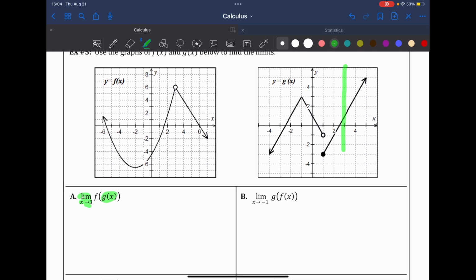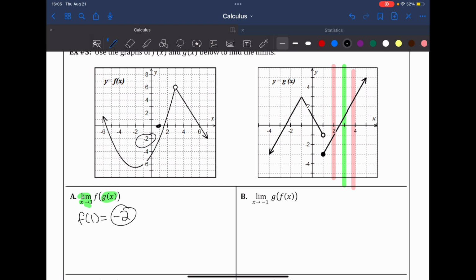So this is 3. If I'm looking at either side of 3, I have to make sure that on both the left and the right, we're approaching the same value. So here's the left, here's the right. They're both approaching 1. So then I write f of 1 is equal to, and then I find 1, which is right here, and that corresponds to -2. So my answer is -2.